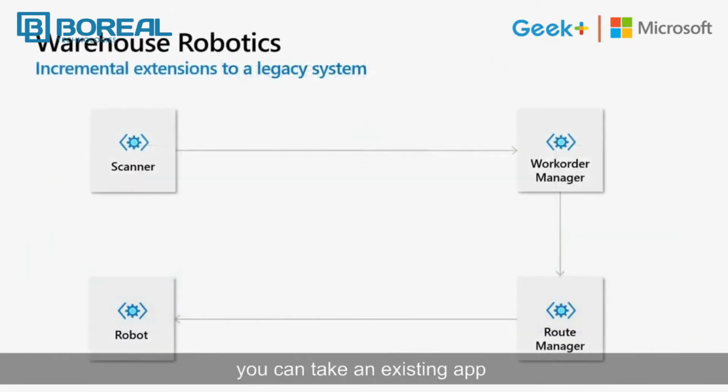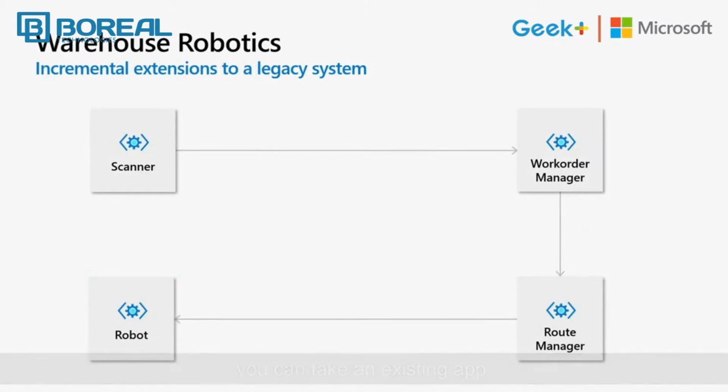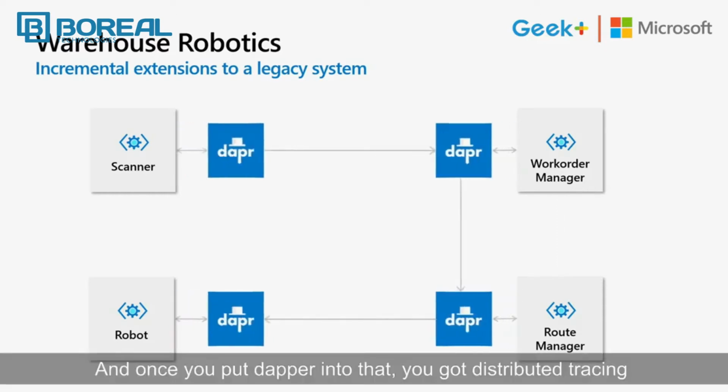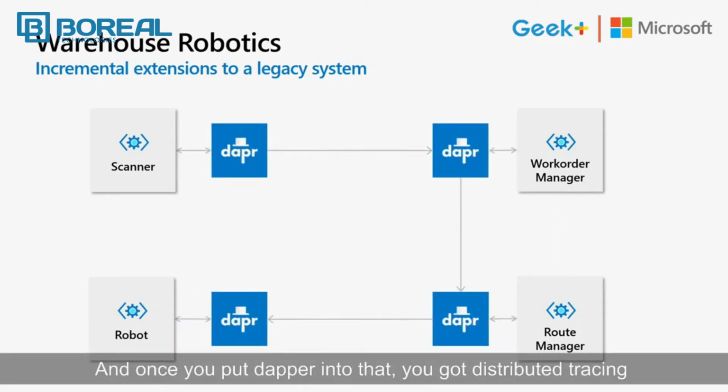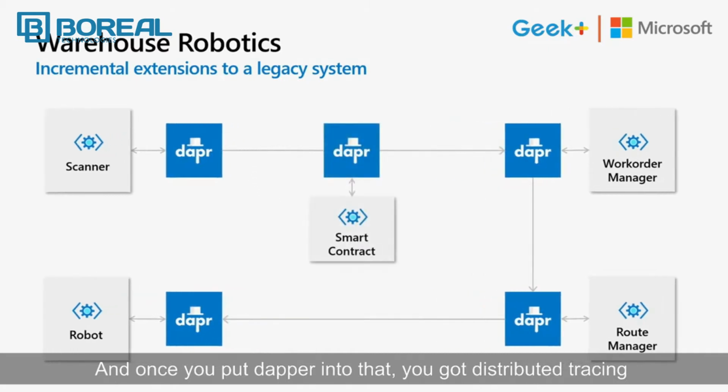And so you can take an existing app. Here's their existing warehouse robotics app: a scanner, a work order manager, a route manager, which routes these robots, and the robot itself. And once you put Dapr into that, you've got distributed tracing, like we talked about just off the bat. You can add other services, like a smart contract service in the middle of that flow.